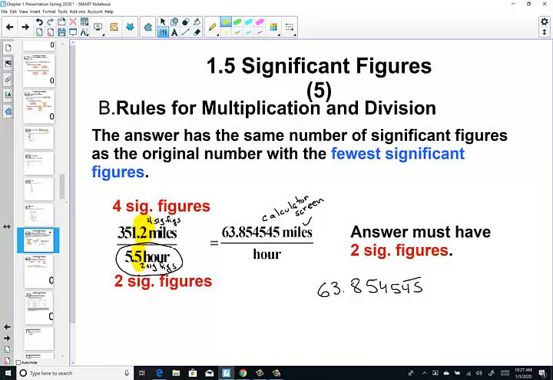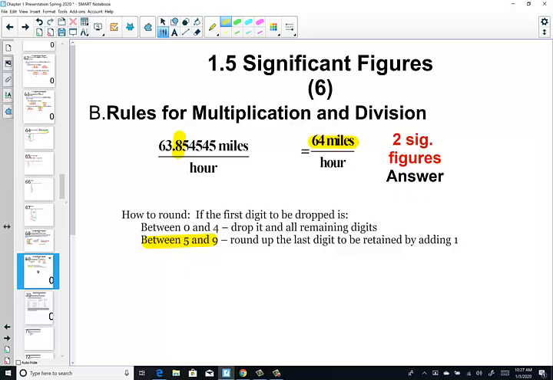We have to remember that. Only report the same number of sig figs regardless of decimal. In this case, it was 2 sig figs, so the final answer, 64 miles per hour.